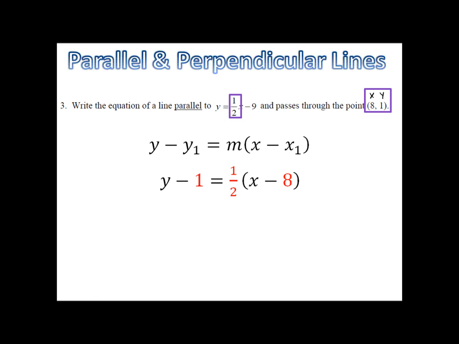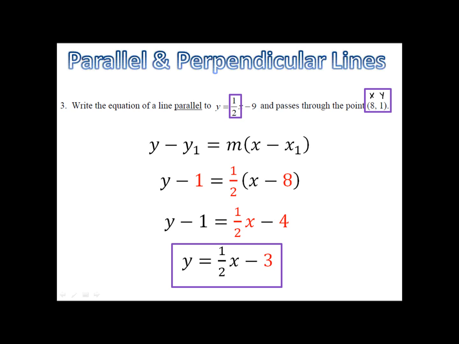I'll plug the slope of 1/2 in, plug in the x1 and y1, and now I'll simply distribute my 1/2 and bring everything over to the right-hand side. So the perpendicular line is y equals 1/2 x minus 3. Now, I'm sorry, that's the parallel line. That's y equals 1/2 x minus 3.